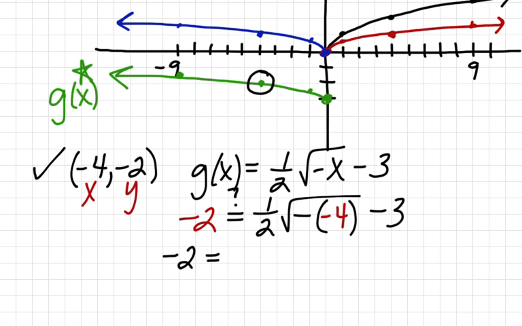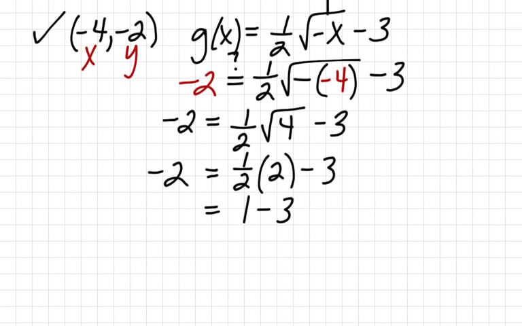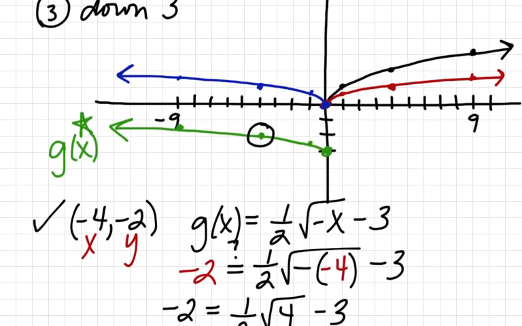So let's just simplify a bit here. So we end up with the square root of 4. We know the square root of 4 is indeed just 2, and 1/2 times 2 is 1. So we end up with 1 minus 3, which is -2, and you'll notice that's exactly what we got for our y value, so yes, this checks out. It appears that we graphed this correctly. And there's our graph for g of x.